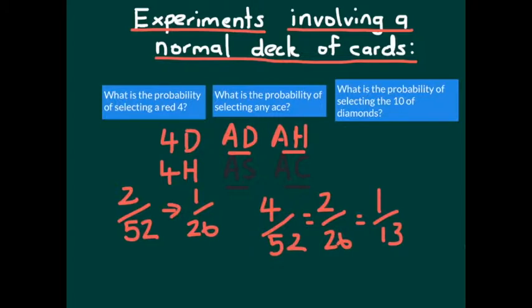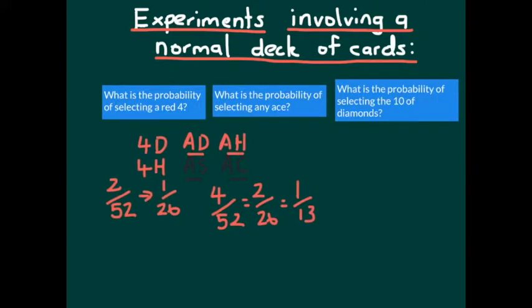So let's have a look at what the probability of selecting the 10 of diamonds is. So that's 1 card from one specific suit, and there's only 1 of those in a deck of cards, the 10 of diamonds. So that's simply put, I have 52 options available, 52 cards. I have 1 chance of pulling out the 10 of diamonds, 1 out of 52.